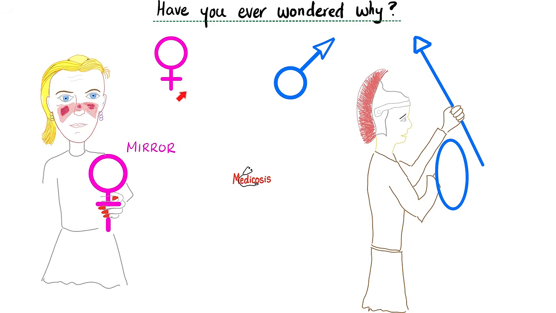The legend has it that this female symbol resembles a mirror. My poor patient has lupus. It's a malar rash, butterfly rash, which involves the nose and the cheeks, but spares the nasolabial folds. As for the male symbol, according to legend, this is where it came from.